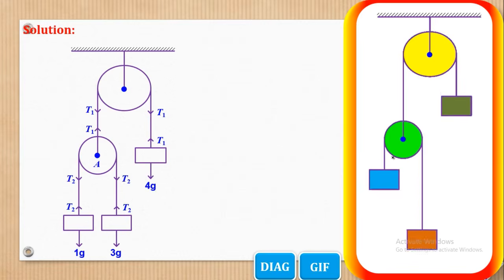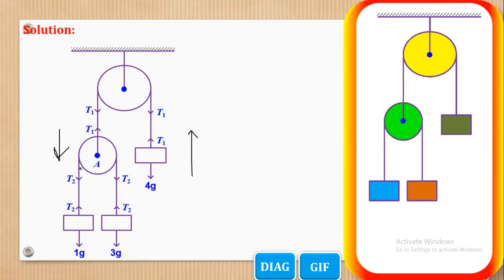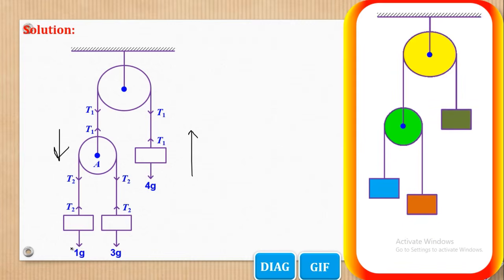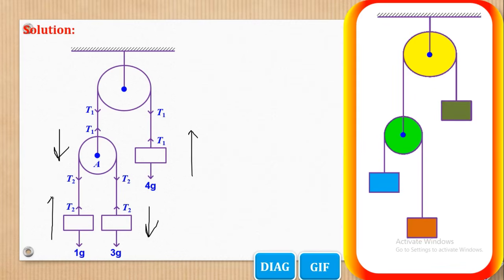According to this simulation, we took this one to go upwards and this one to go downwards. Then after that you also compare these masses alone. This is 3, this is 1, meaning this will go downwards and this will go upwards.